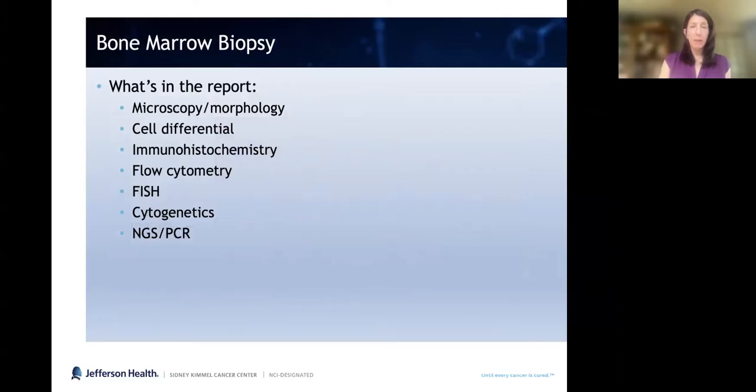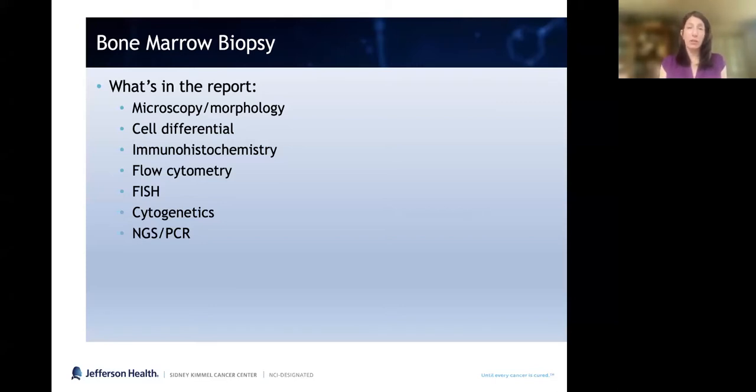And so now I'm going to spend the second half of my time talking about the bone marrow biopsy. The bone marrow biopsy is more complicated in that it has a lot of information. The people that read bone marrow biopsies at my institution are formally trained hematopathologists who have a really good understanding of all of these tests and how to run them. And so I really encourage you to review all the aspects of your bone marrow biopsy results with your oncologist.